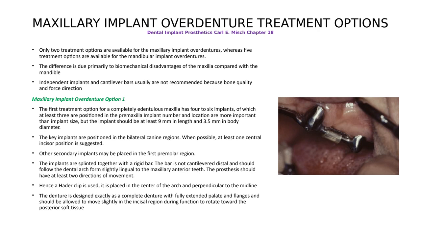The implants are splinted together with a rigid bar. The bar is not cantilever distal and should follow the dental arch from slightly lingual to the maxillary anterior teeth. The prosthesis should have at least two directions of movement. So the prosthesis has to have a little bit of movement for allowing the transfer of the forces when the patient bites down. Hence, a hider bar clip is used and it's placed in the center of the arch and perpendicular to the midline.